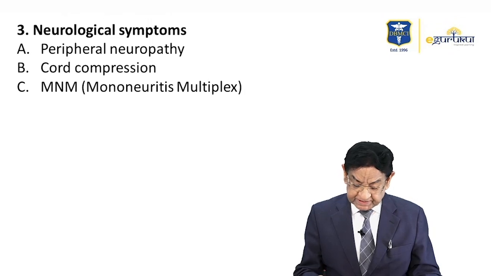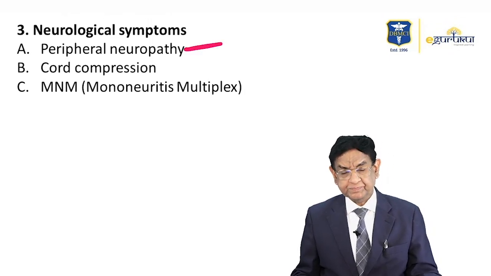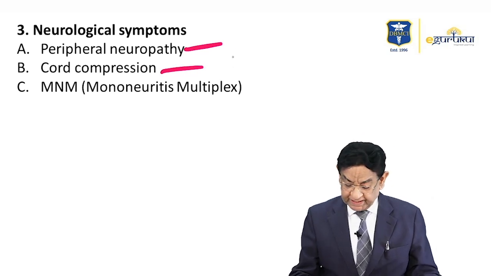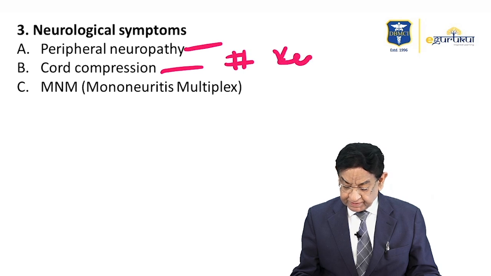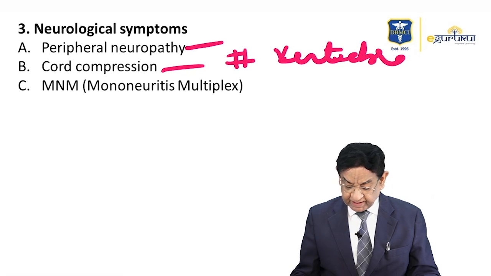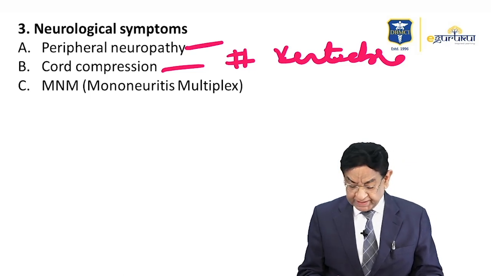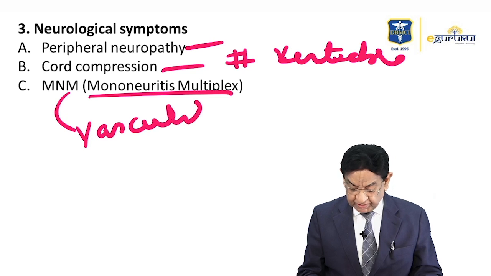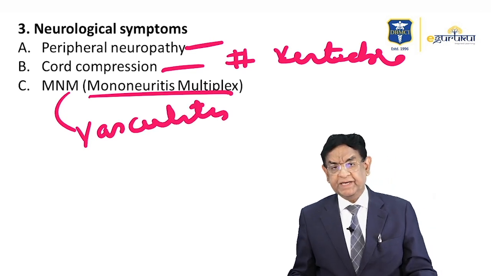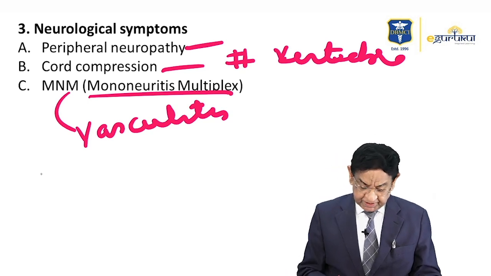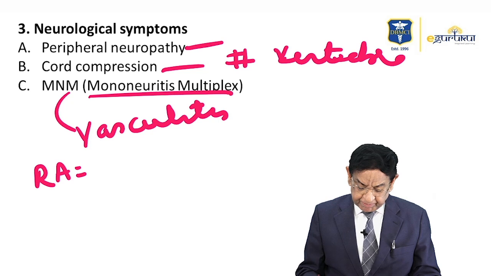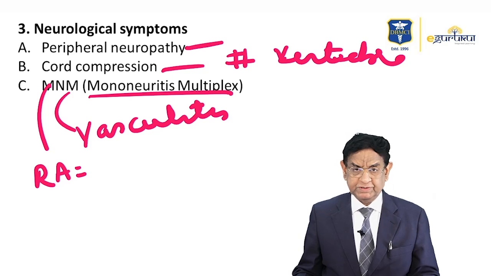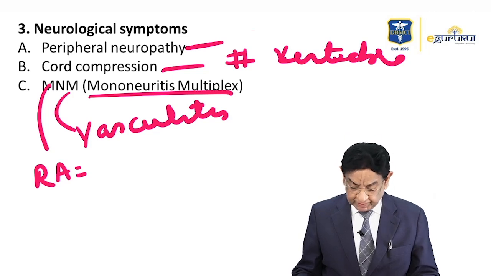Neurological manifestation, there can be peripheral neuropathies. It's a very important cause. Cord compression, why can it happen? Because of any fracture of the vertebra. Which part of vertebra? Definitely cervical vertebra. And it can lead to mononeuritis multiplex. This all occurs due to vasculitis. Vasculitis involving the nerve can lead to mononeuritis multiplex. In fact, rheumatoid arthritis is a very important cause of mononeuritis multiplex. Very important cause. Okay, so I hope you are clear about it.